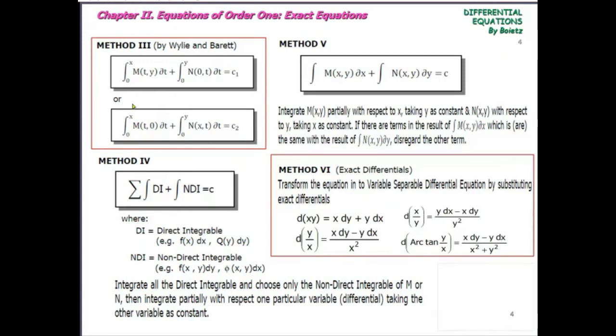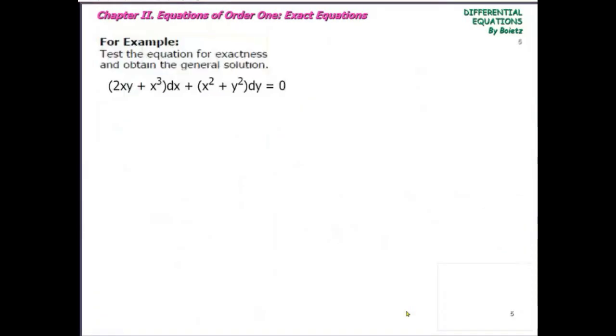Kaya lang ito, mga invento na lang ito, yung dalawa na to. But this one is galing sa book talaga. But this is accepted, yung dalawa na yan. Okay, then let's try to do this example. Solve this example.